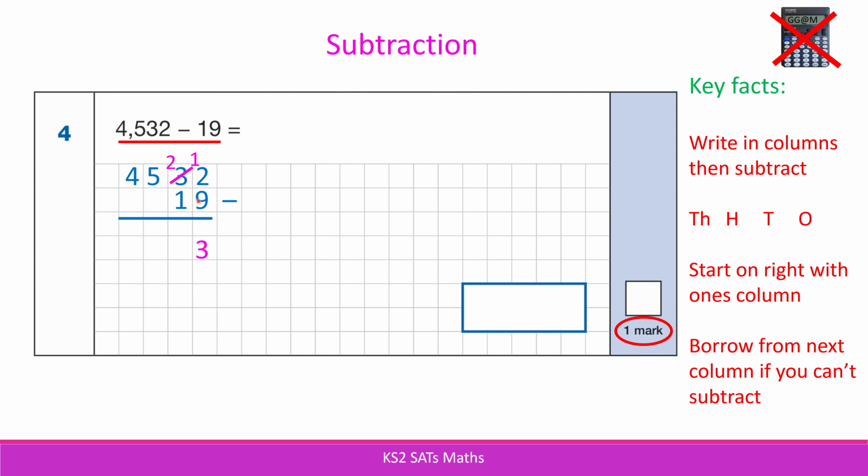Then we've got 2 take away 1, nice and easy. It's just 1. 5 take away nothing is written there, so that is just 5. And 4 take away nothing is also 4. So here is my answer.